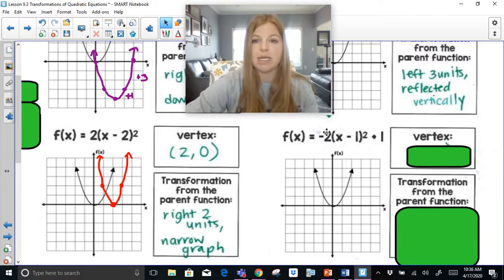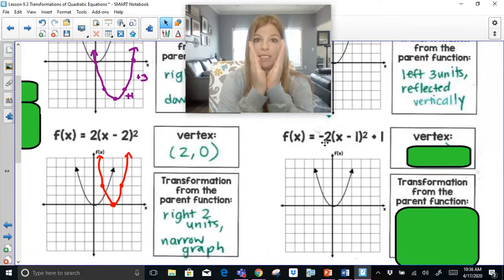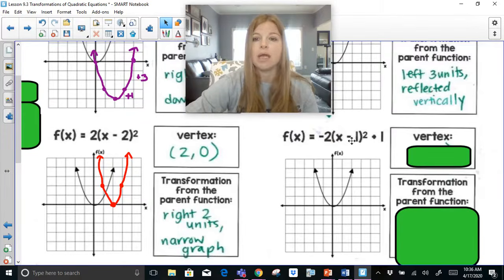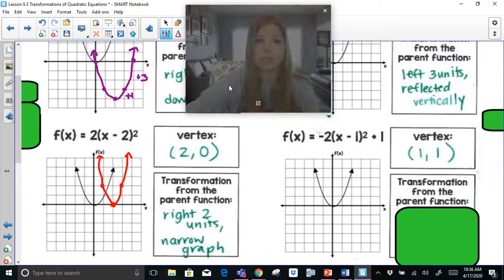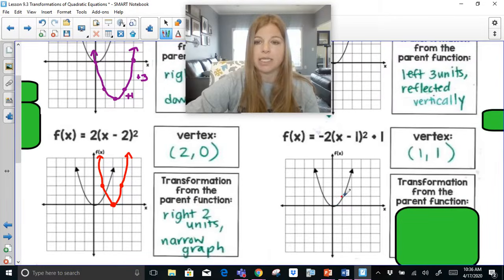Let's look at the next one. Negative 2, so that means it's going to be a skinny graph, plus it's going to be reflected upside down. X minus 1 squared plus 1. So if it's x minus h, and I see x minus 1, that means my h value is 1. If I see this plus 1 at the end, that's also a positive 1. So I'm going to go ahead and plot my vertex at 1, 1. It is negative, so it's going to reflect.